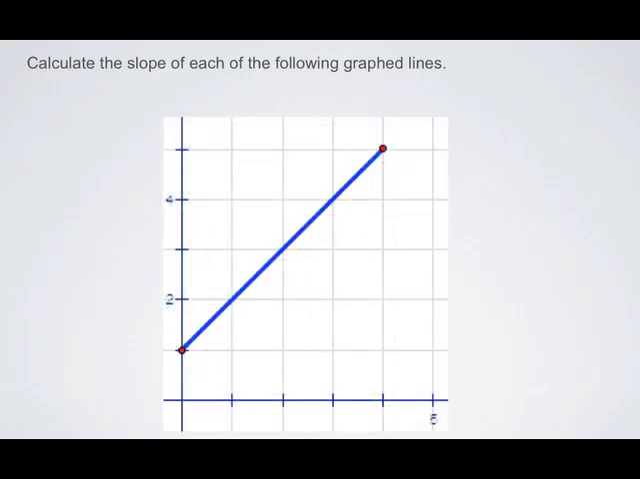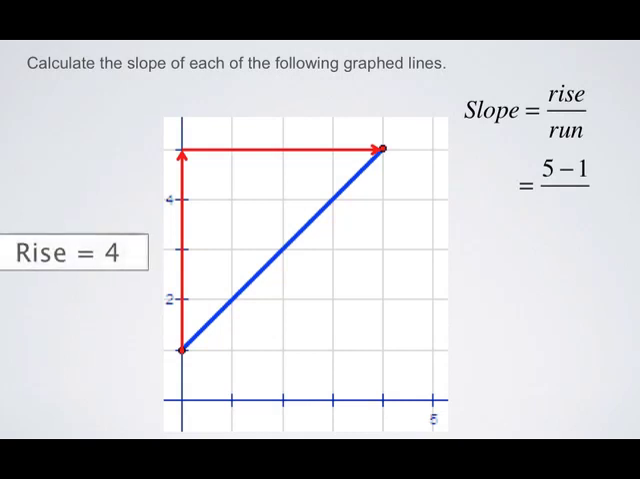This next line segment also has a rise and a run. We use our slope calculation. Slope is equal to rise over run. The rise is a difference in y values. The maximum y value is 5. The minimum y value is 1. The run is a difference in x values. The maximum x value is 4. The minimum x value is 0.